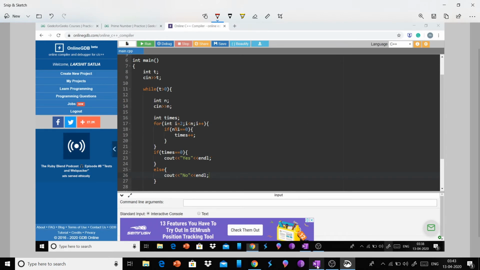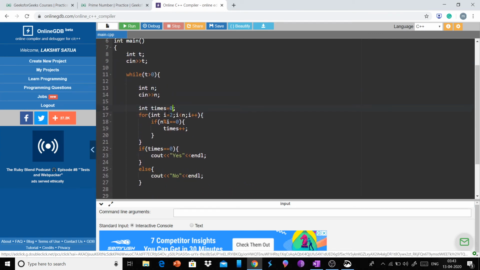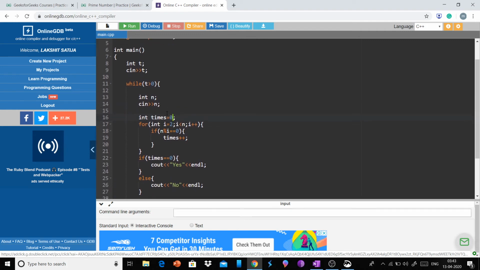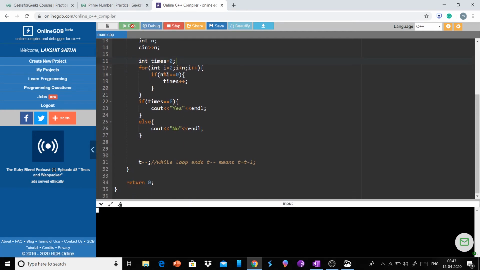So now let us run the program. Let me just initialize times equal to 0 and let me now run it, right? So let the value of test case be 1, right? I need to run it only one time and let me enter 2. So we are getting yes. Let me run it again. Let me enter test case equal to 3, right? So let me initially enter 5.